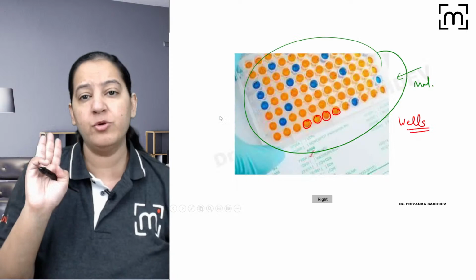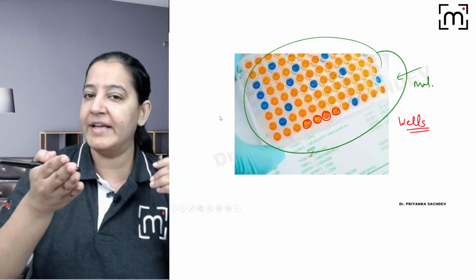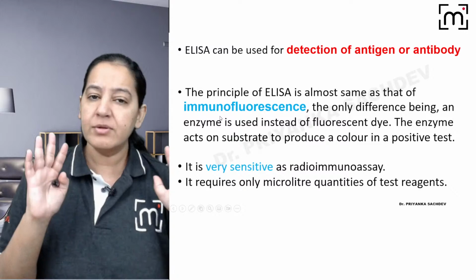It depends on the ELISA. I will explain three different types of ELISA. Here you can also see various types of colors, like the orange and the blue. By the change in color, we will see whether it is positive or negative. So this is the basic. Okay, we will take an example of AIDS.